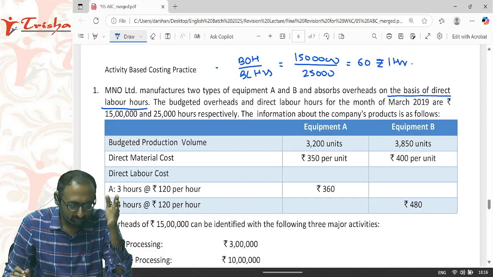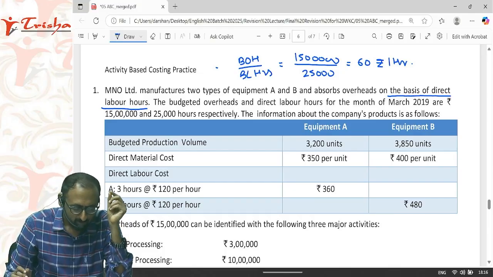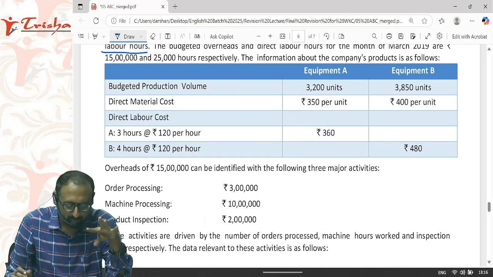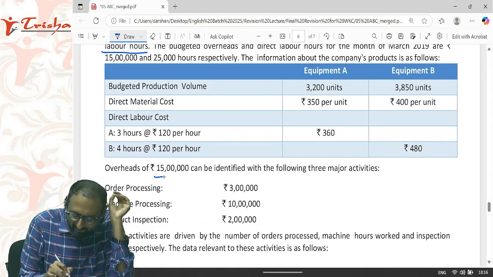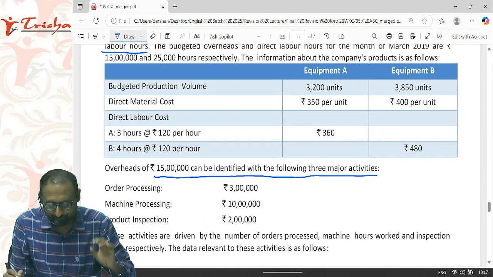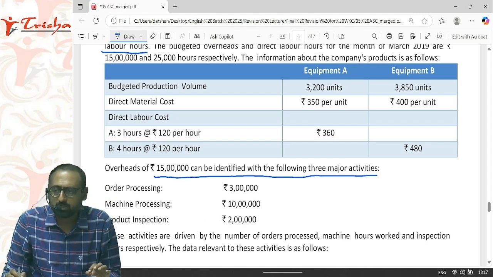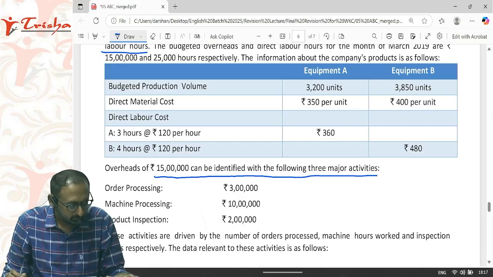Production data is given: 3200 units, 3840 units. Direct material cost is given. Direct labor cost is given. A, 3 hours at 120 per hour. B, 4 hours at 120 per hour. Overheads of 15 lakhs can be identified with the following three major activities: order processing, machine processing, product inspection. Please take a total of these, everyone.